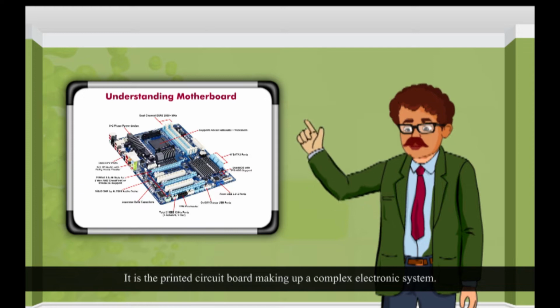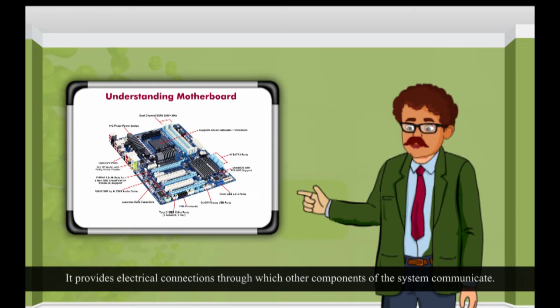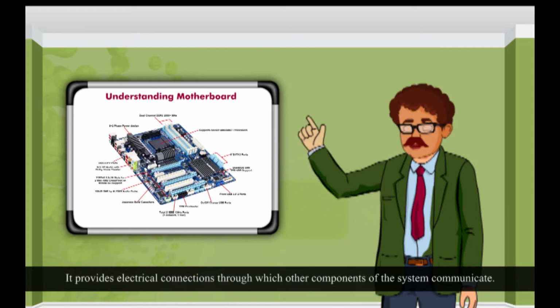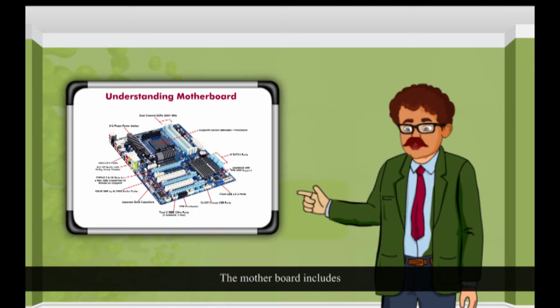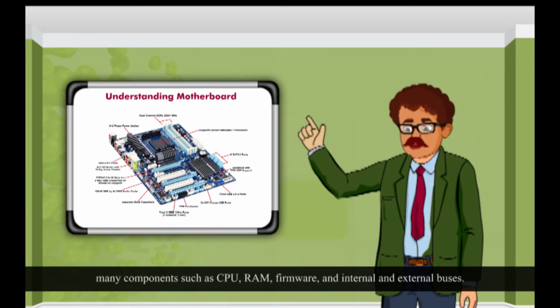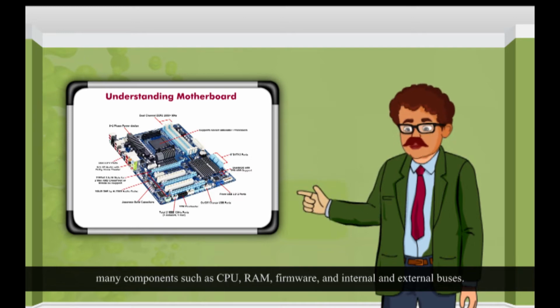It is the printed circuit board making up a complex electronic system. It provides electrical connections through which other components of the system communicate. The motherboard includes many components such as CPU, RAM, firmware, and internal and external buses.